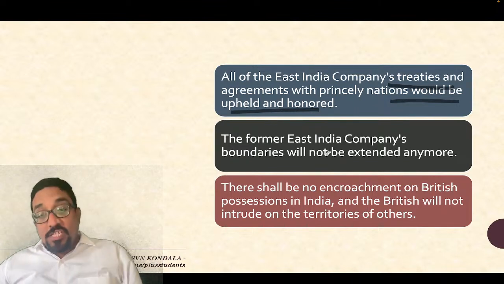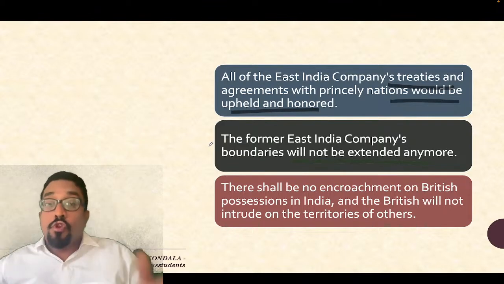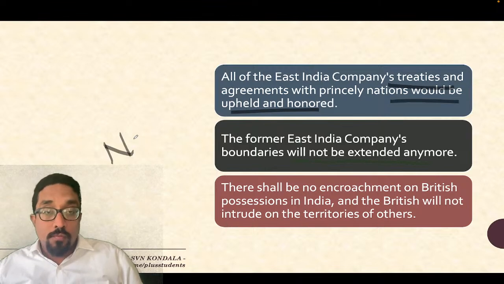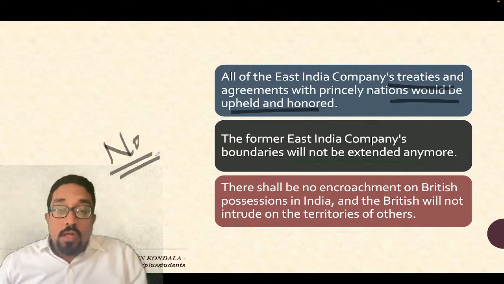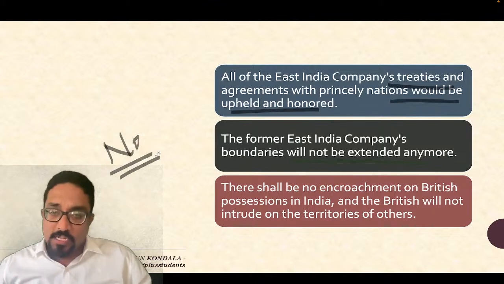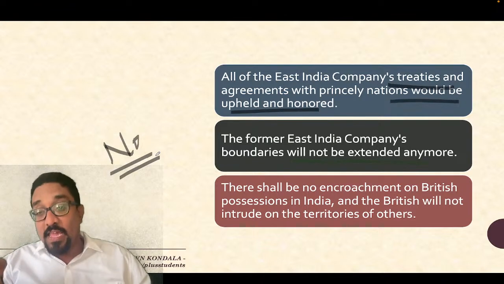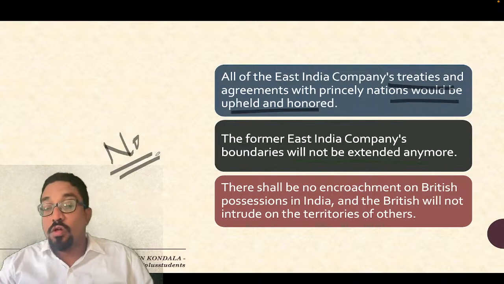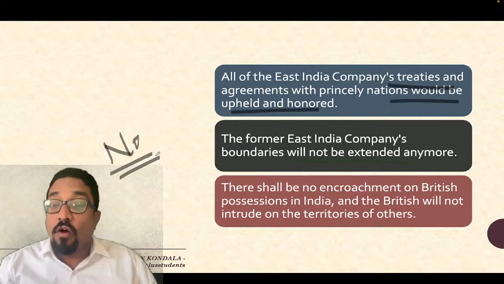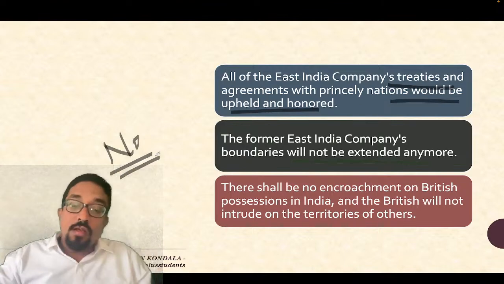The East India Company's boundaries would no longer be extended. So basically, what the Crown is saying is they will not go for expansions. No more expansions, no more getting into newer regions, and there shall be absolutely no encroachments on the British possessions in India, and the British will not intrude on the territories of others. So, British will not get into territories of other kings.